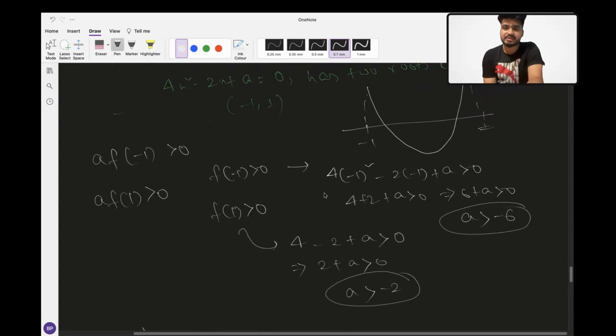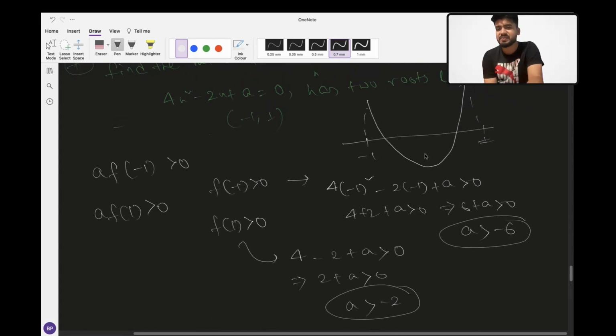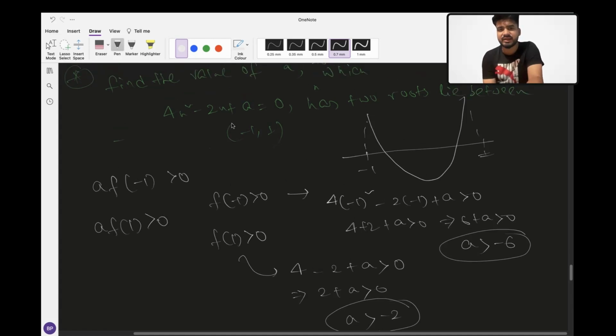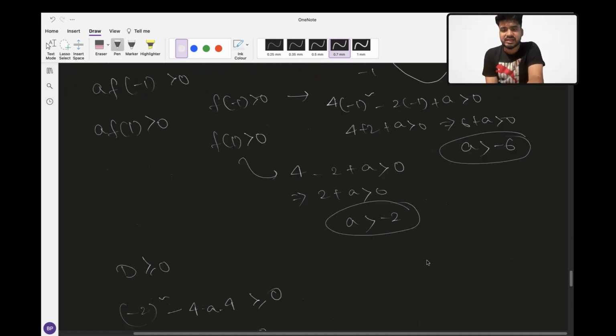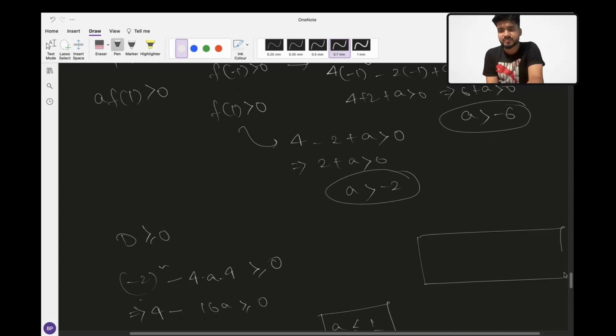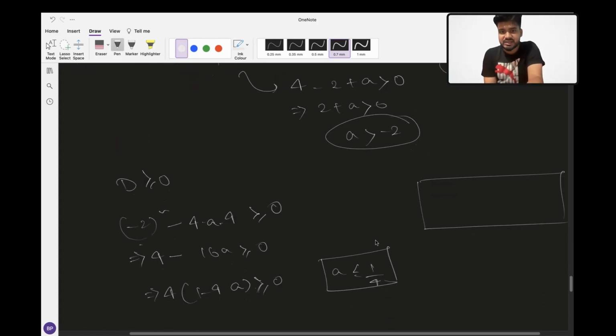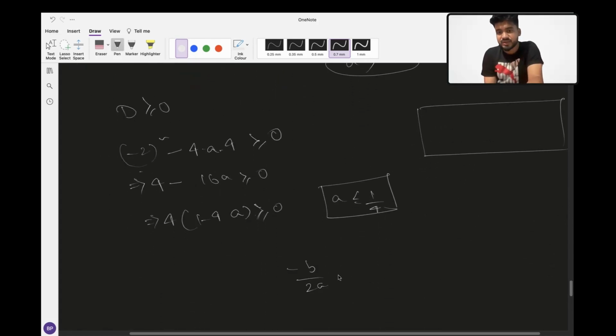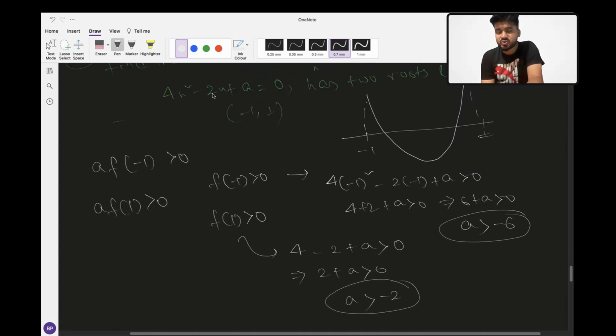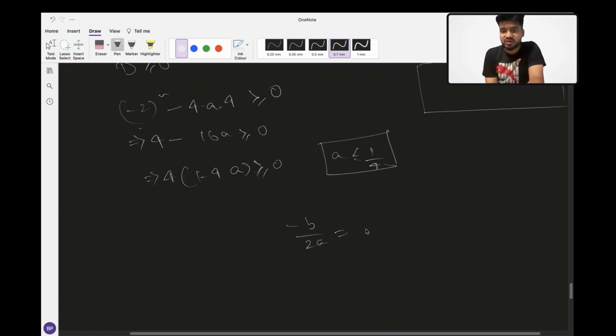Okay, and any more case that we need to solve? Have you solved all the cases? Do you need to solve minus b by 2a? Okay, let's solve. What will be minus b by 2a? Tell me. Minus b is your 2 and 2a will be 8. Yes or no? Minus b by 2a, let me write. That will be, b is your minus 2 and a is 4. Don't be confused. So this will be 1 by 4.